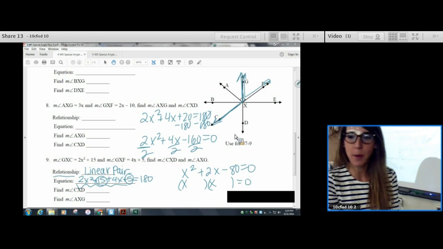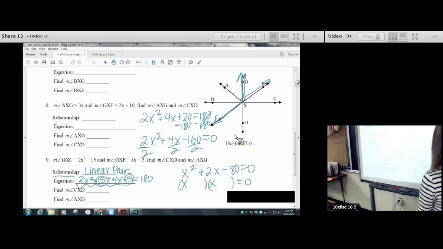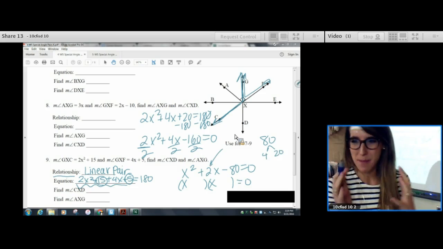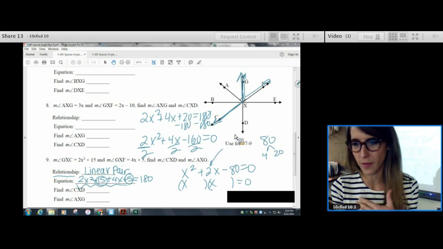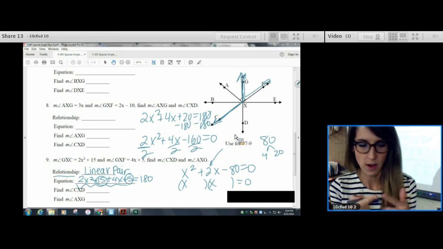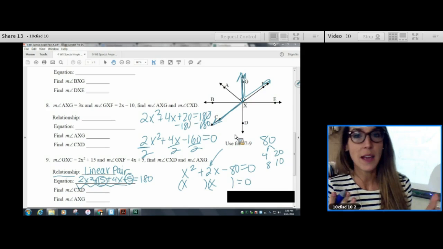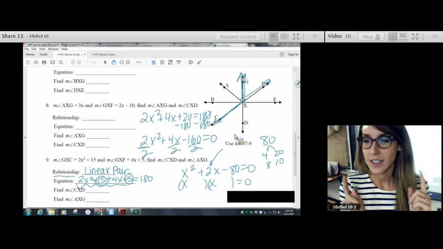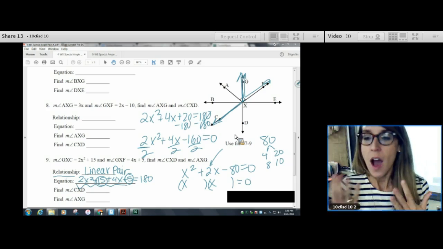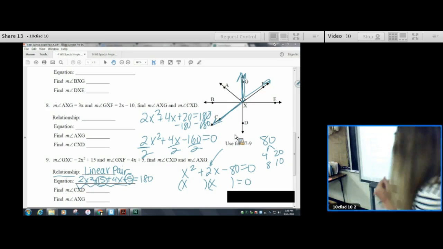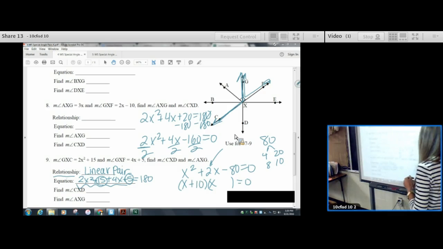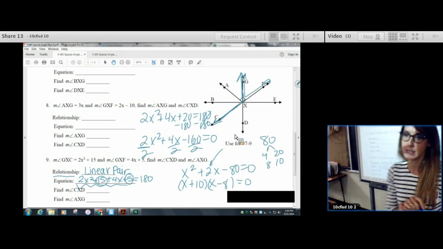So I need to brainstorm things that multiply to 80. I've got 4 and 20, but could I make a 2? That middle term is 2. Could I make a 2 out of a 4 and a 20? Add them, no. Subtract, no. Okay. 8 and 10. Ooh, that looks good. Can I make a 2 out of an 8 and a 10? 10 minus 8, yep. I want the 2 to be positive, so I want the bigger number to be positive. I want it to be plus 10 minus 8.